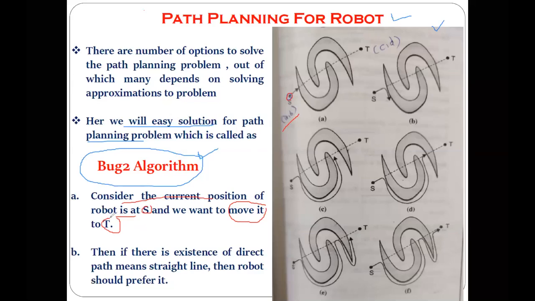and you can see if there is an existence of a direct path, that is a straight line. Now what is the easiest way for the robot? To follow the straight line path, correct? Like this, you can see this straight line path. Yes, sir. But can you tell me, is it possible that every time the robot will get a straight line path?